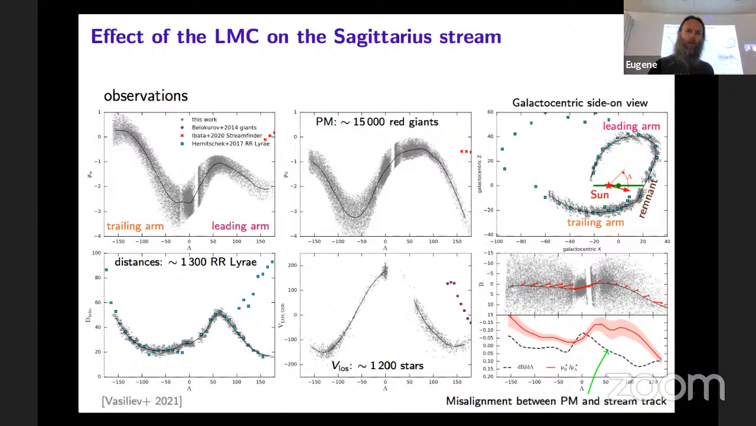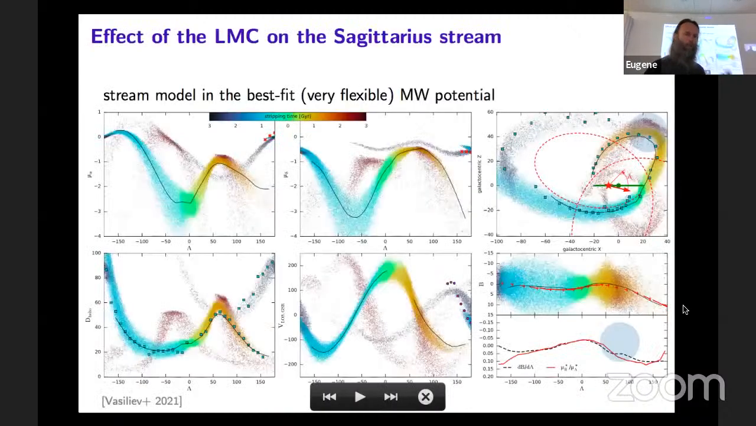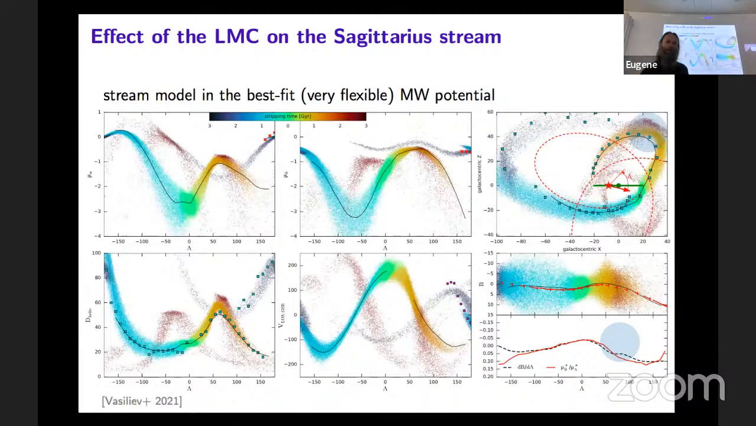And to understand what happens here, let me first show you how this stream could be modeled using simulations of a disrupting galaxy. If we ignore the LMC, my best fit models, which were very, very extensively studied with the parameter space for the Milky Way potential being quite wide, trying to vary the properties of the progenitor, various other things.